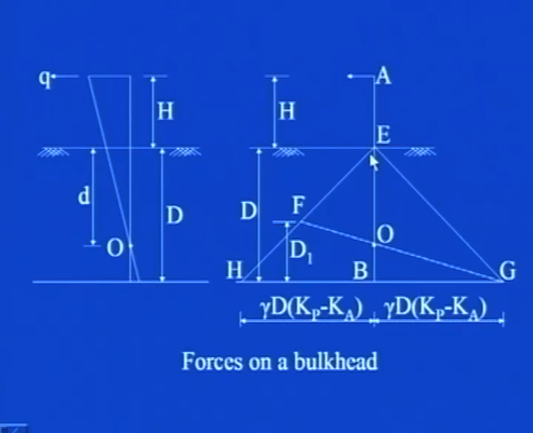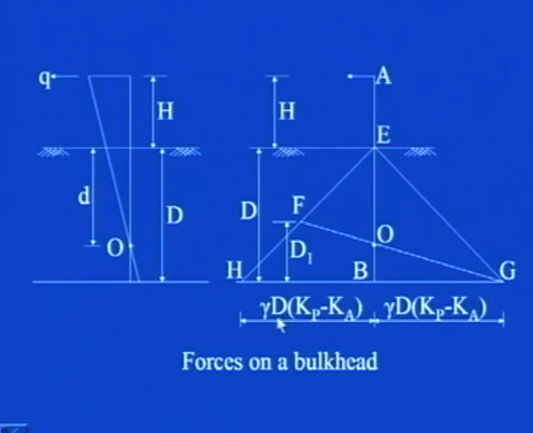So, what is the area of EHB? It is this triangular region, which is half of the base HB into BE. So, half d into gamma d (Kp minus Ka), while the area of FHG is half of the base, that means 2 gamma d (Kp minus Ka), because this is also gamma d (Kp minus Ka), and this is also gamma d (Kp minus Ka).